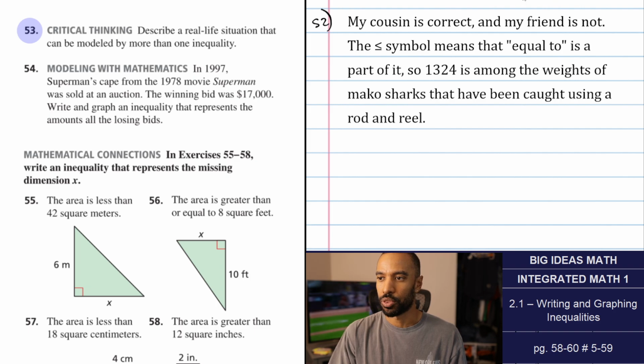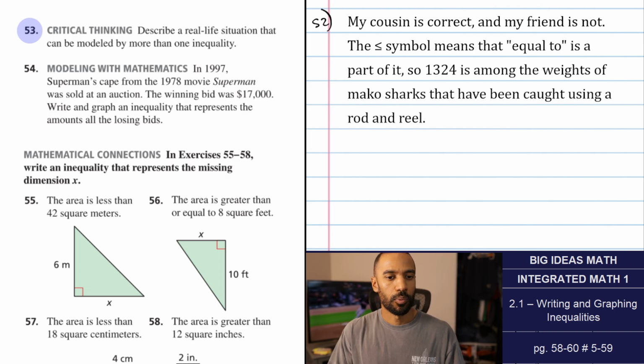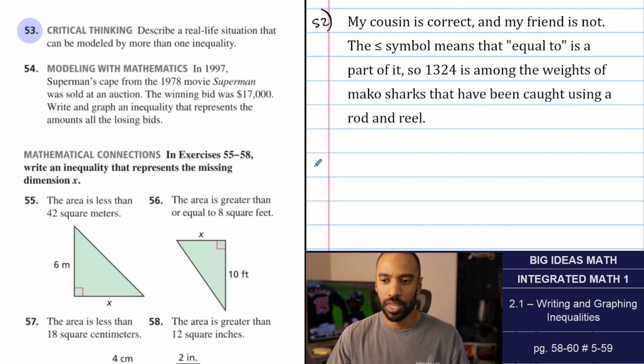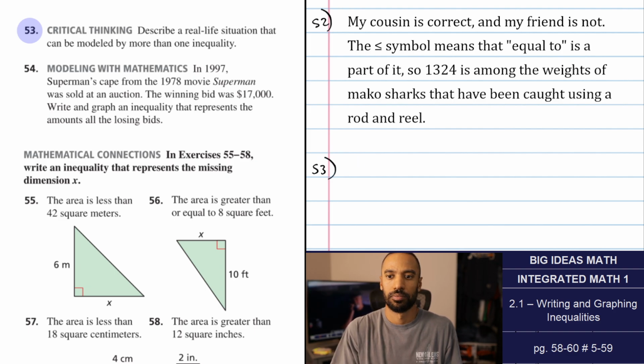Number 53, critical thinking. Describe a real-life situation that can be modeled by more than one inequality. Oh.